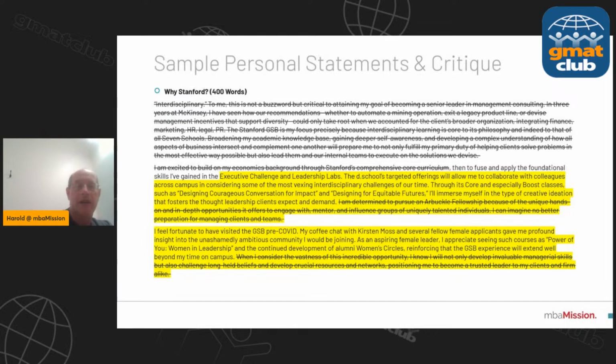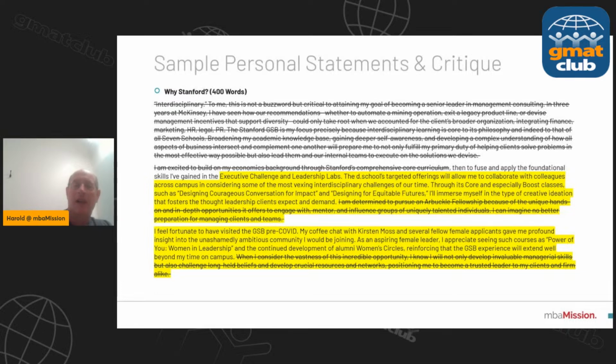Some soft language in here, insight into the unachievably ambitious community. I would be trying, okay, that's sort of soft, but it's not a bad transition. As an aspiring female leader, I appreciate seeing such courses as Power of You, Women in Leadership, a unique Stanford course, and the continued development of Alumni Women's Circle. Yes, all schools have alumni networks, but Women's Circle is a little bit unique to Stanford.